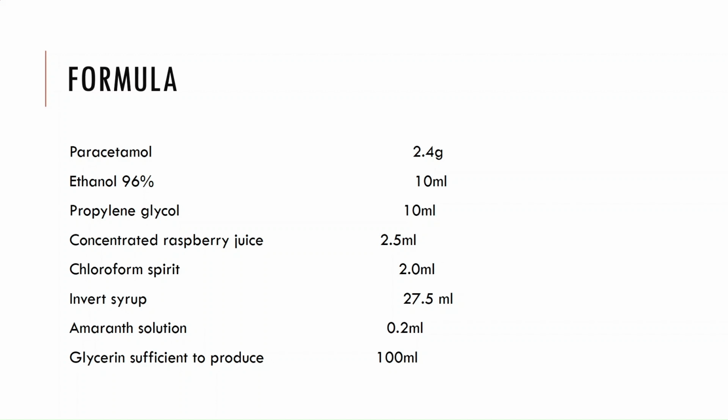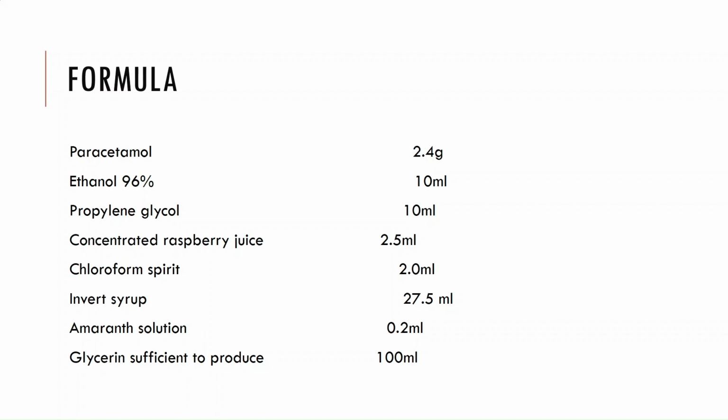Ethanol 96%, volume in volume, we need 10 ml. Propylene glycol, you as well need 10 ml. Concentrated raspberry juice, you need 2.5 ml. Chloroform spirit, you need 2.0 ml. Invert syrup, I already talked about it in a previous lecture. Please check into it in the specific channel. You need 27.5 ml, and then amaranth solution, you need 0.2 ml.